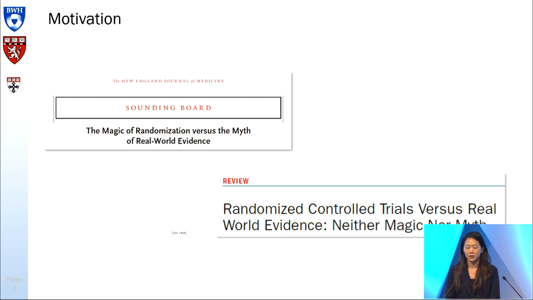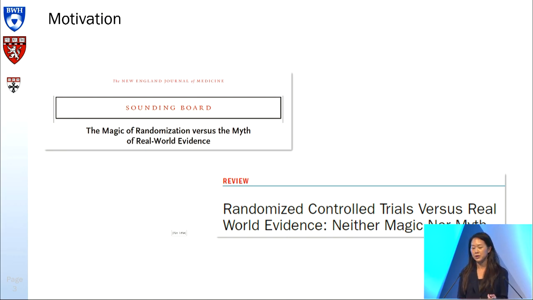A couple of years ago, there was this position paper published in the New England Journal of Medicine that generated quite a bit of buzz, called The Magic of Randomization Versus the Myth of Real-World Evidence. The position these authors were taking was basically that real-world evidence can't generate causal inference because it doesn't involve randomization. They backed up this claim by pointing to a few selected examples where there was a database study and a trial that seemed to be asking similar questions, but they got different results.